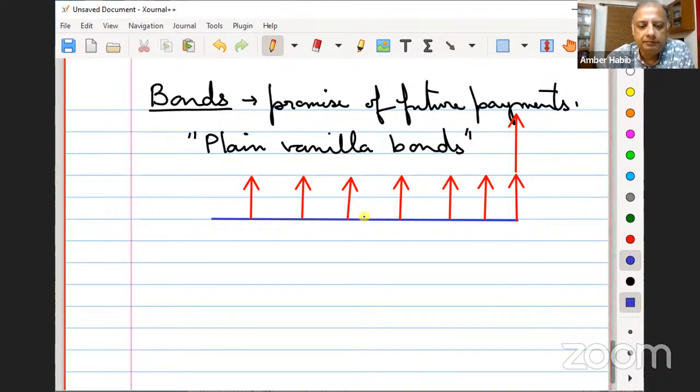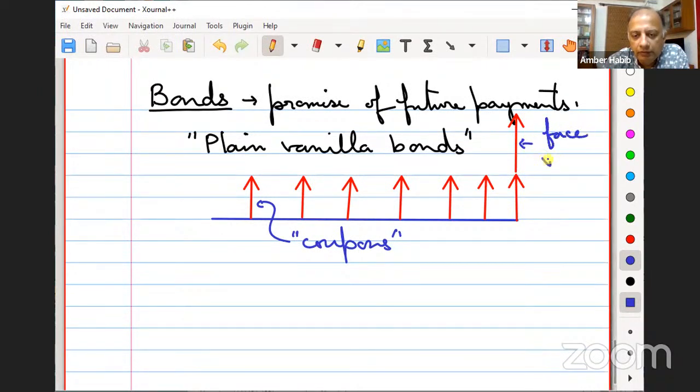Now, these are called coupons. In the old days, you would actually get a coupon for each payment, and at the right time, you would hand in that coupon to get the payment. Now, of course, the money just goes straight to your bank account electronically. So there are these regular coupons, and then this extra one is called the face value of the bond, the extra one that is offered at the end. Again, let's assume this is happening annually.